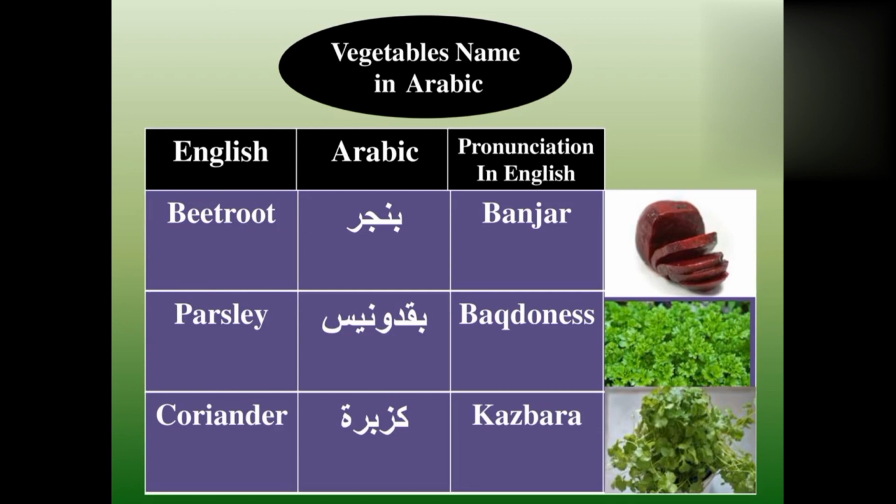For parsley we use in Arabic baqdunis. Baqdunis means parsley. Coriander. For coriander we use in Arabic kazbara. Kazbara means coriander.